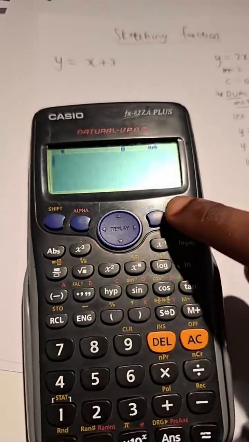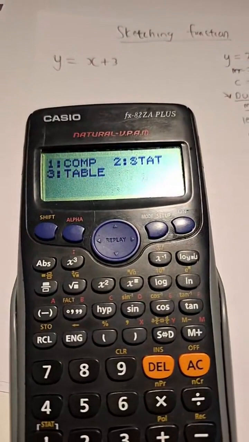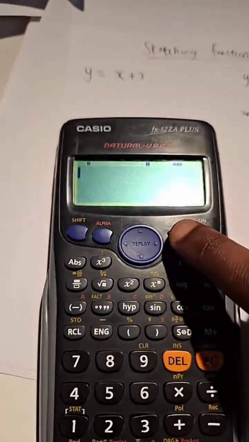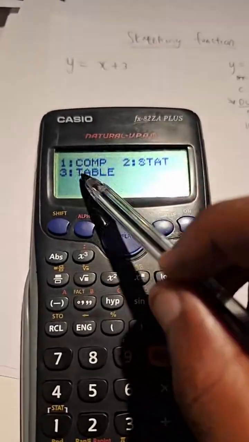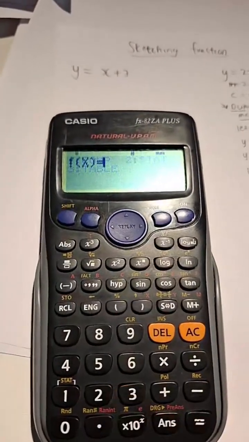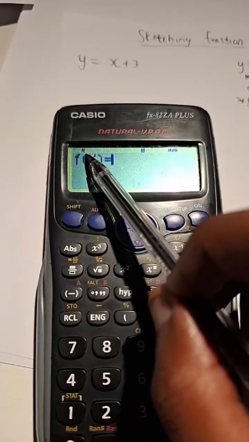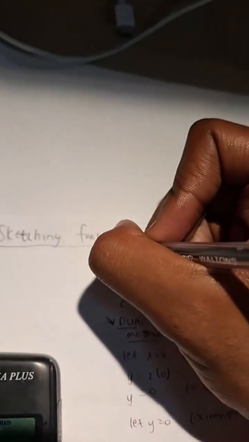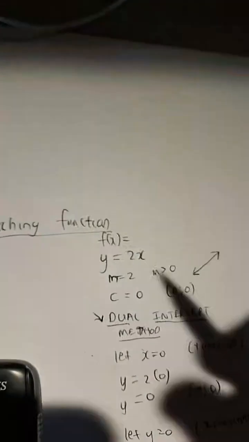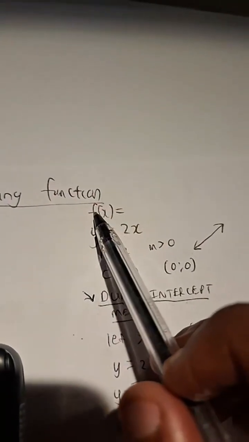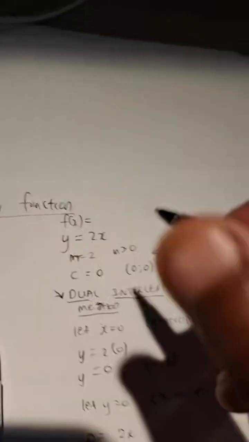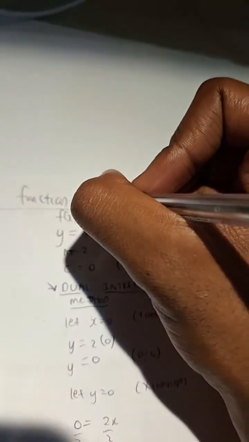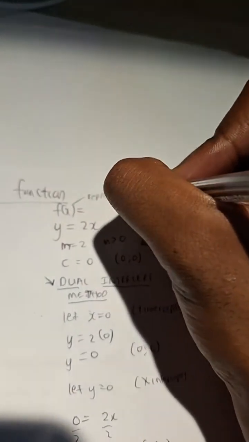All right. So I don't know if you guys know this. You can press mode on your calculator. You just press mode. Then you go there to Table. And there you have f of x. Something I didn't mention earlier on is that f of x is simply a notation that we use. And what f of x simply represents is y.